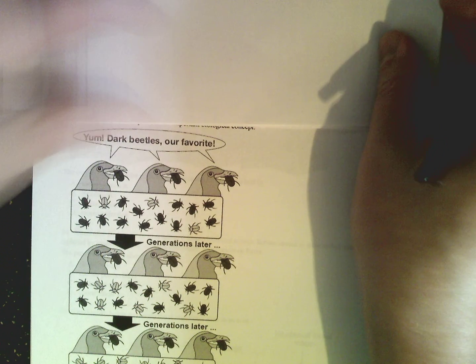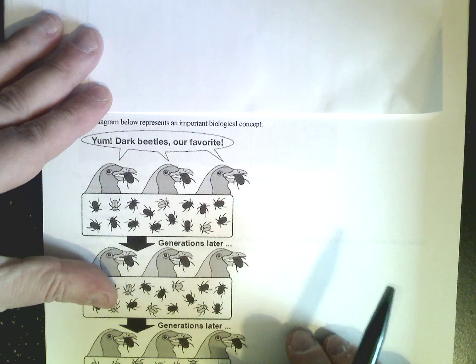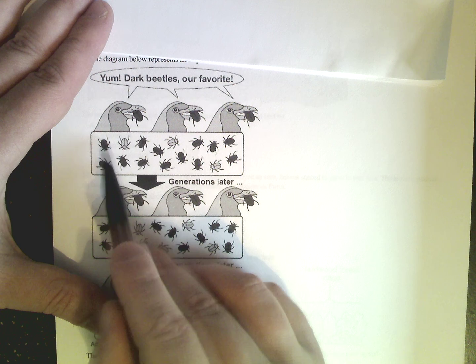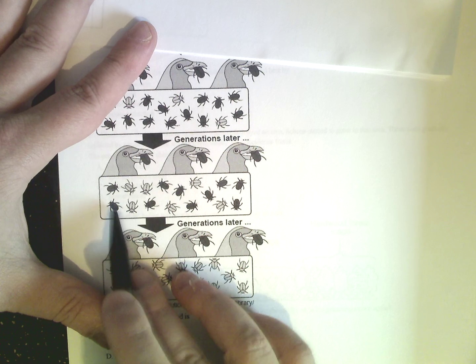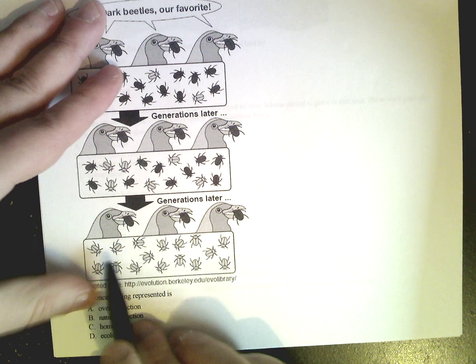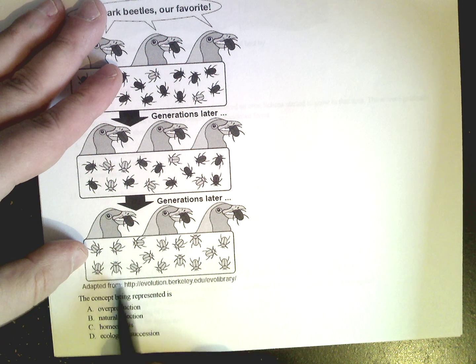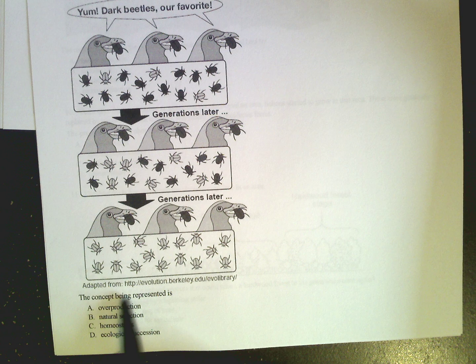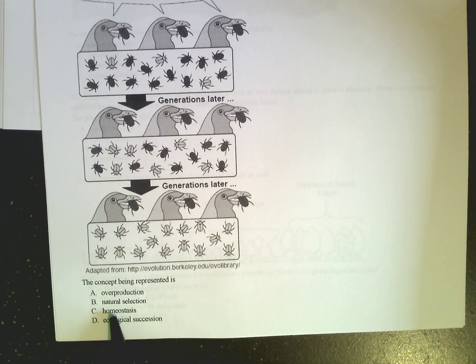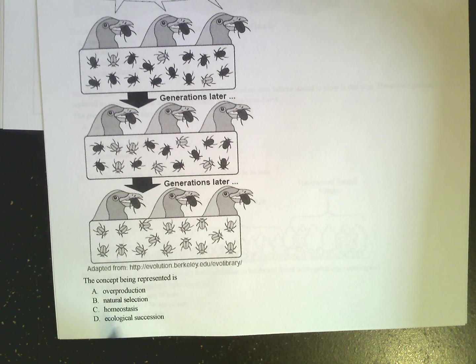Question 7. The diagram below represents an important biological concept. So we have a bird, say, yum, dark beetles, our favorite. And there's a selection of dark and white beetles. As time goes on, there are fewer dark beetles and more light beetles. At the end, the third one, we see that there's only light beetles. The concept being represented is A, overproduction, B, natural selection, C, homeostasis, or D, ecological succession?